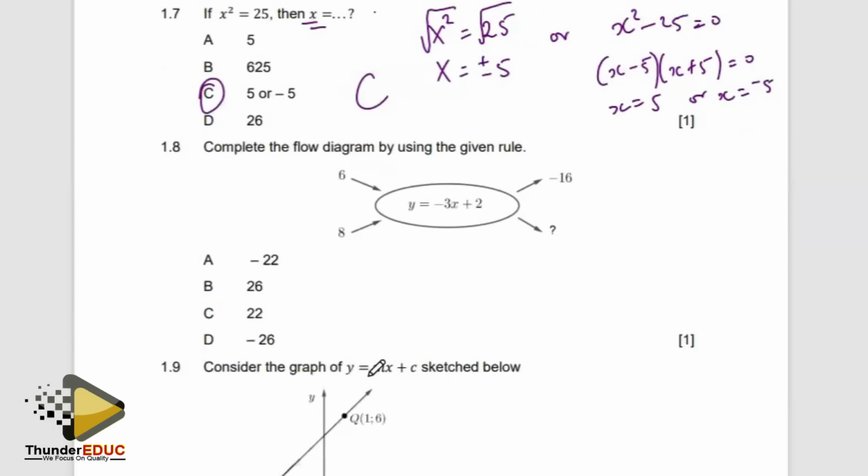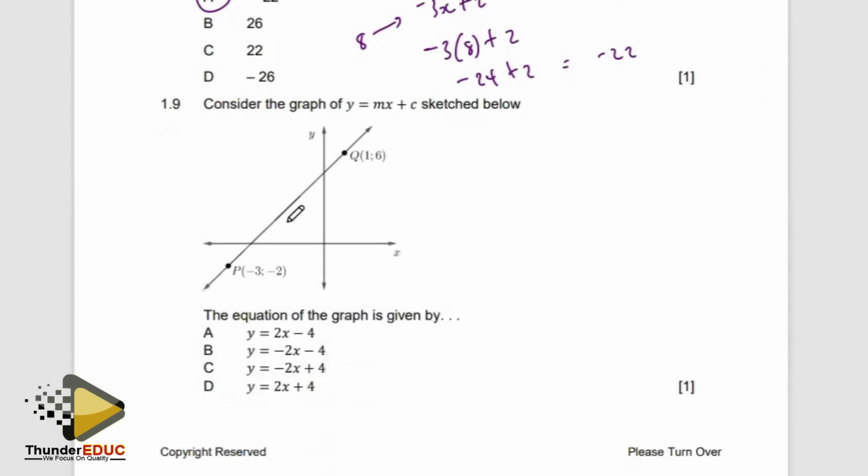Then 1.8, they want us to complete the flow diagram. So we have the rule as negative 3x plus 2, but we're dealing with 8. So let's feed 8 into the operation and see. Negative 3 times 8 plus 2, which is negative 24 plus 2, which gives us negative 22, which is option A.